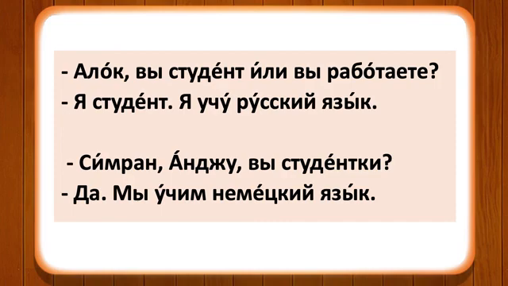The next dialogue is Simran, Anju, вы студентки? Да, мы учим немецкий язык. So the question is Simran and Anju, are you students? The answer is yes, we are learning German language. So we студентки, here Simran and Anju are answering мы учим немецкий язык. Here the verb учить is agreeing with the subject мы учим немецкий язык.